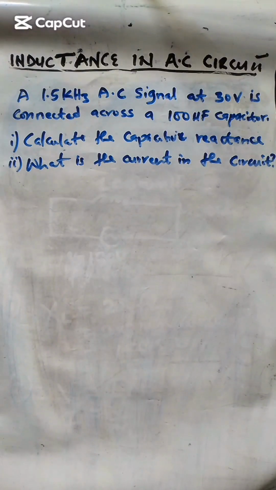A 1.5 kilohertz AC signal at 30 volts is connected across a 100 microfarad capacitor. Calculate the capacitive reactance. What is the current in the circuit? Can you try this? Pause the video and try.